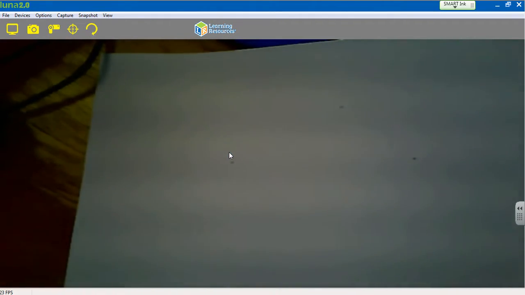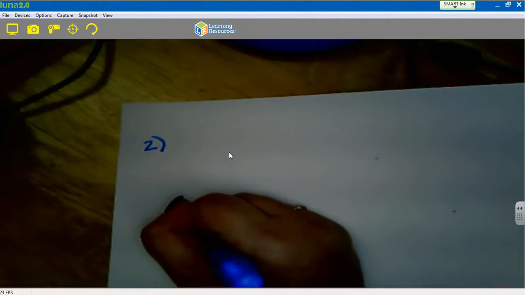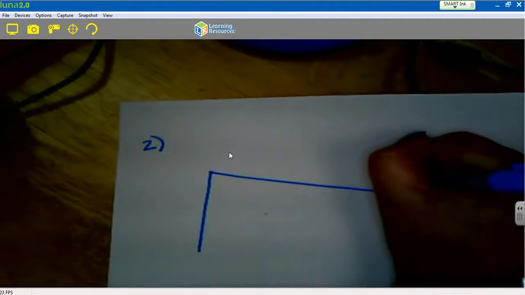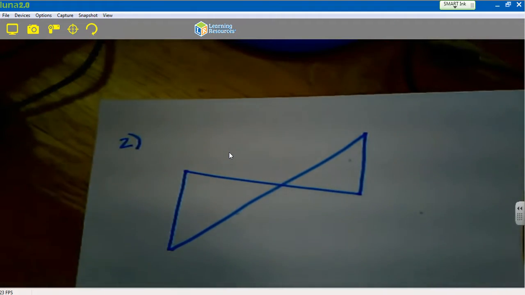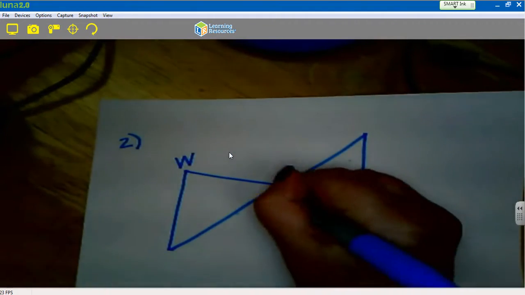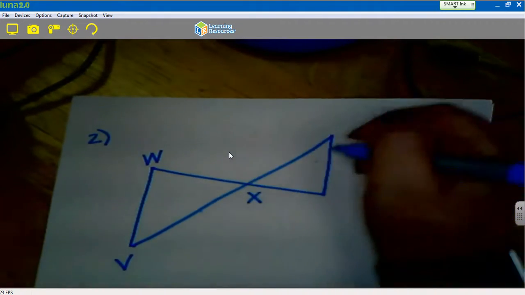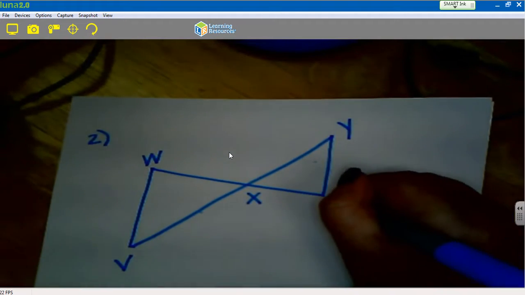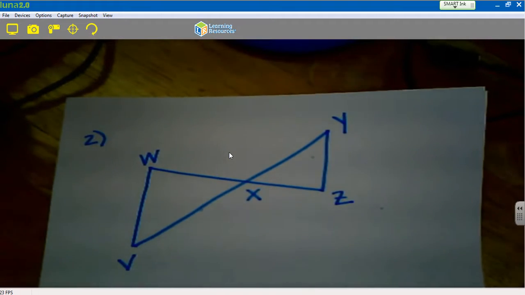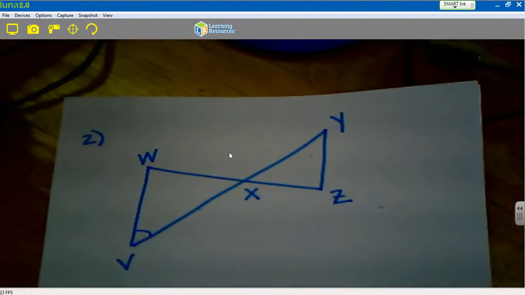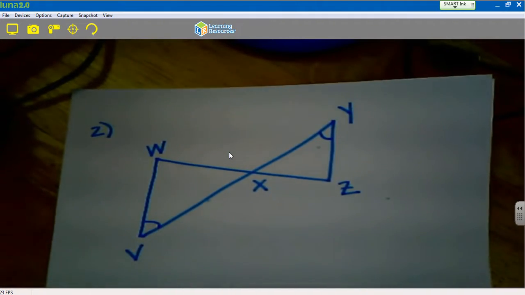Let's take a look at number 2. We've got triangle WXV and triangle XYZ. And we have some markings on here. We are told that angle V is congruent to angle Y.